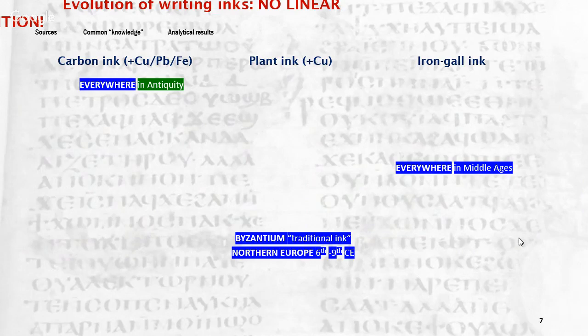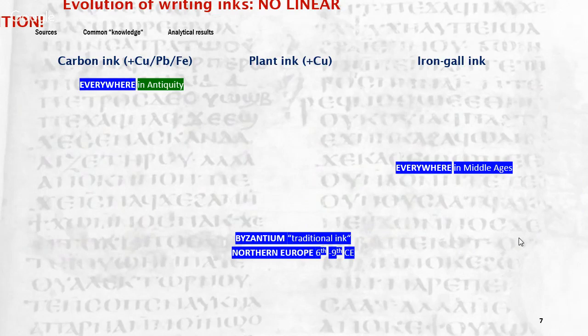And then we have iron gall ink. Iron gall ink, for some reason, is believed to have been used, well, we know that it's used in the Middle Ages in Europe, but it's very popular to think that from the Middle Ages onward, everywhere in the world, iron gall ink was starting to be used.